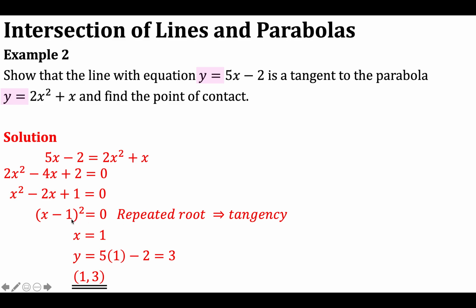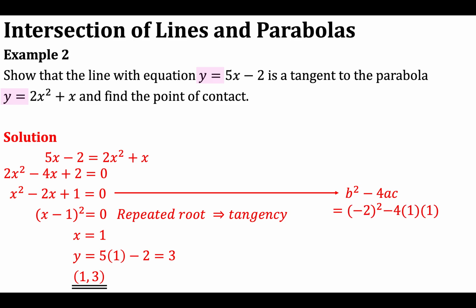Now, obviously here I pointed out that the repeated root implies tangency. I could actually, on this line where it says x squared minus 2x plus 1 equals 0, have examined my discriminant at that point. So the discriminant would be negative 2 all squared minus 4 multiplied by 1 multiplied by 1, and that gives me 0. Therefore, the line is a tangent to the parabola. But then you would continue this same working. So in actual fact, just showing that it's a repeated root and saying that that implies tangency is actually slightly less work than having to work with the discriminant as well.